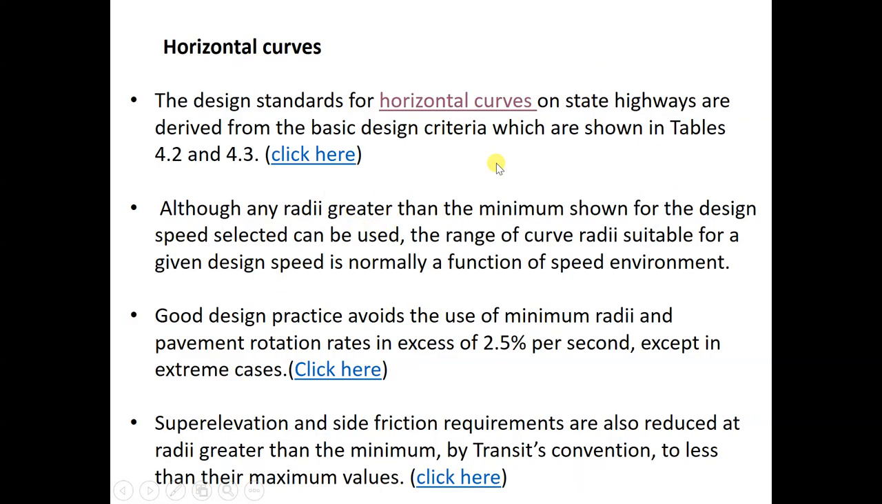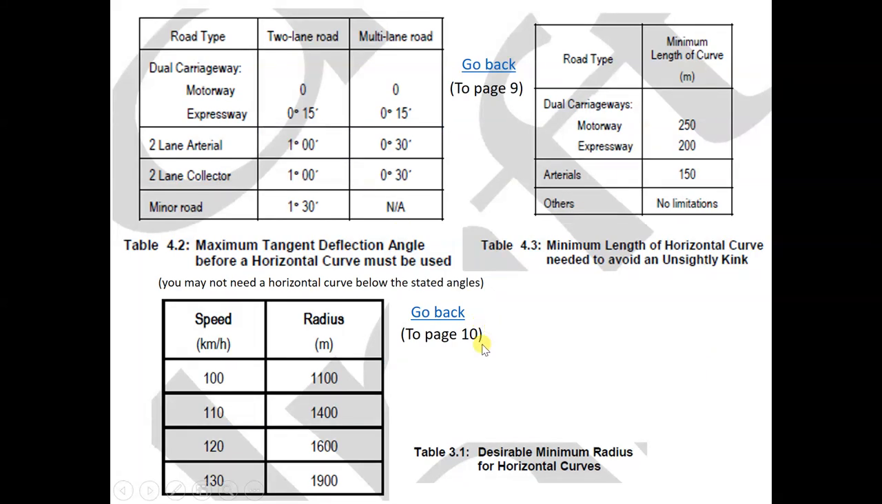And in Tables 4.2 and 4.3, the minimum tangent deflection angle before a horizontal curve must be used. So look at that, for a two-lane arterial, two-lane road, the maximum tangent deflection angle: if the change of direction is not more than 1 degree, then you don't need to provide a horizontal curve. Two-lane collector, one degree, and minor road, 1 degree 30 minutes.